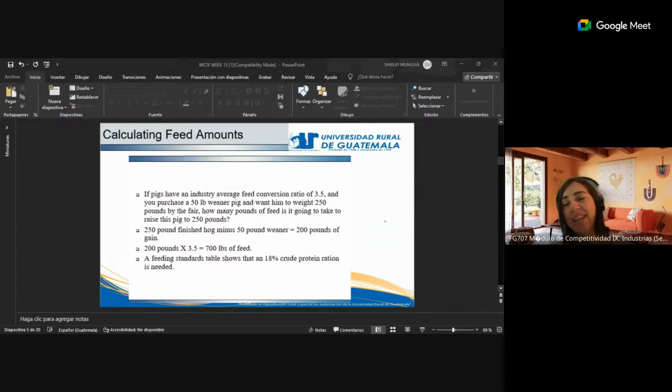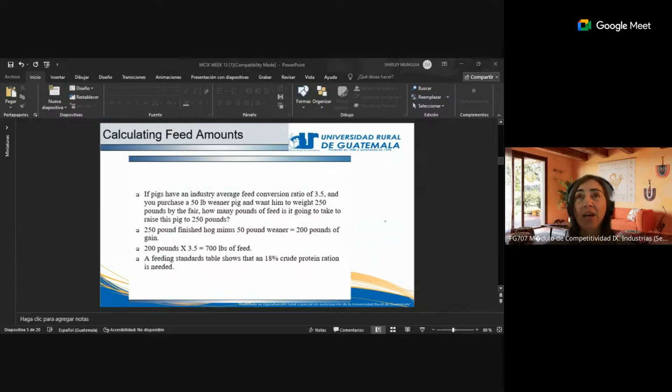Here I have an example of how we're going to work with the Pearson square. Imagine that we have a little pig that weighs 50 pounds, but we want this pig to gain 200 pounds. So we want the pig's final weight to be 250 pounds. So how much food do we need, what percent of protein does this pig need? That's why we use the Pearson square.